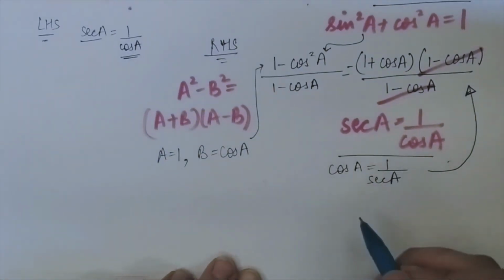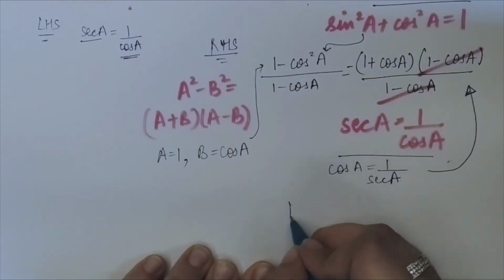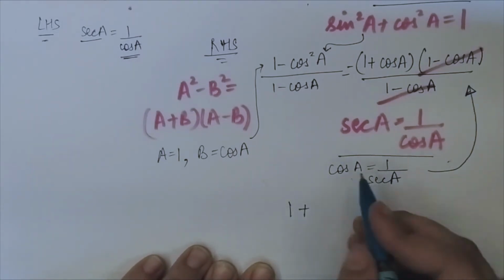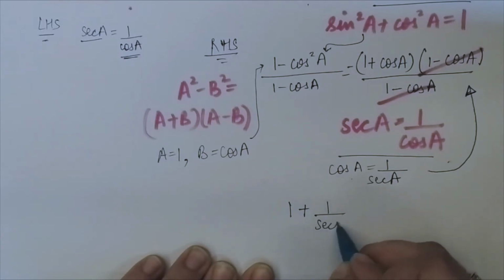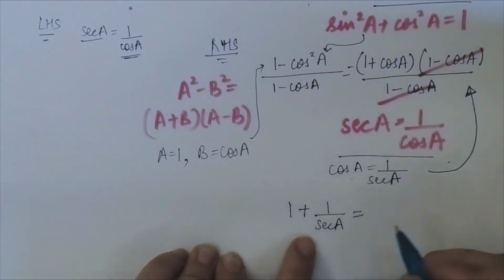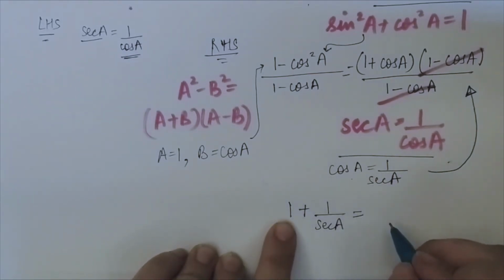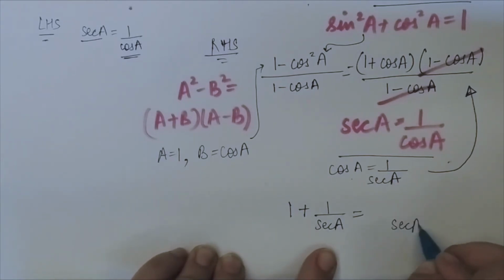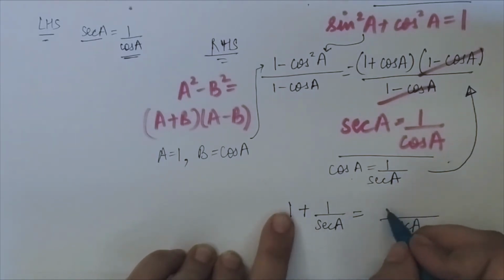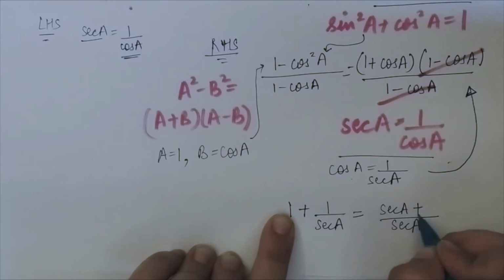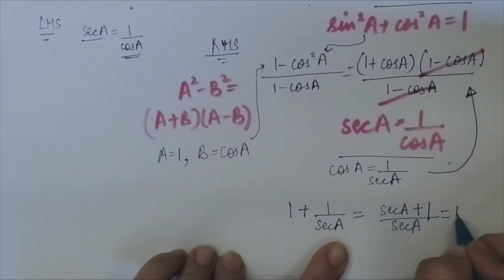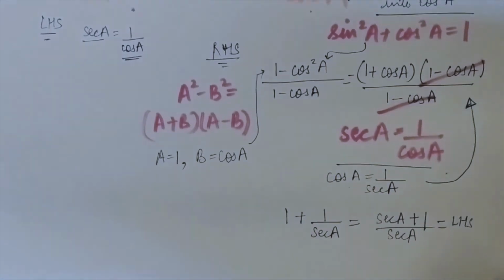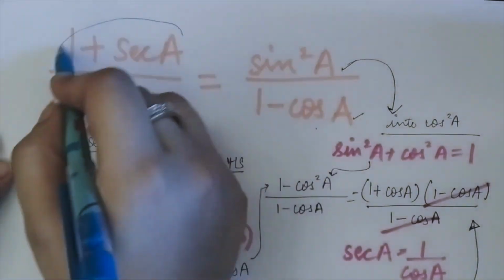What I will get is 1 plus what is cos of a? 1 by secant of a is equal to, taking the common denominator secant of a here and here, we will get secant of a plus 1, which is equal to the left hand side. See, this was our left hand side.